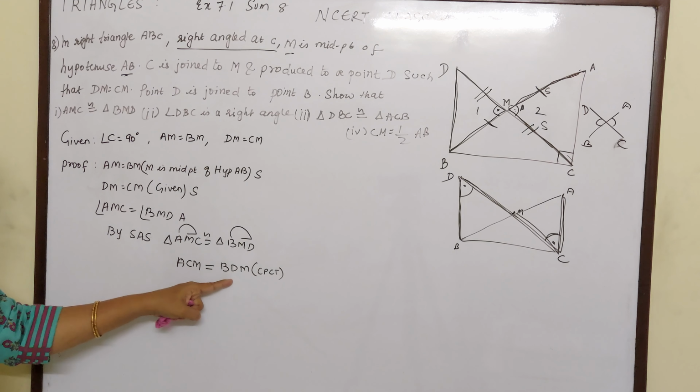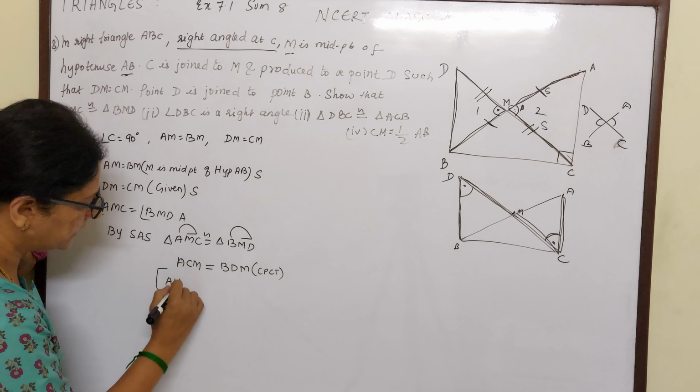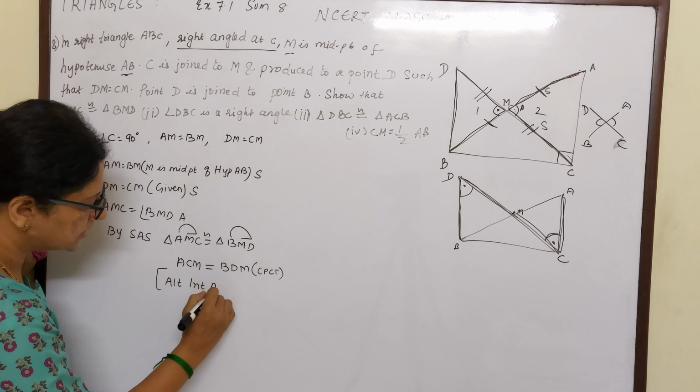So if these two are equal, and they are alternate interior angles, that means AC is parallel to BD. So you can say AC is parallel to BD and they are also equal. See here children, pattern first and last, and this is also first and last. That means side AC is equal to side BD.